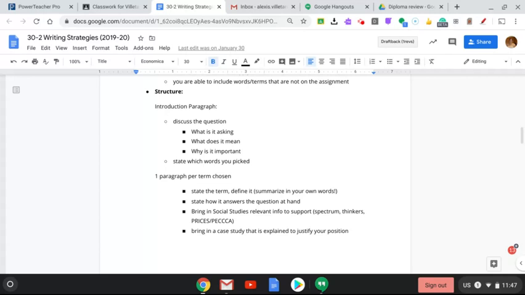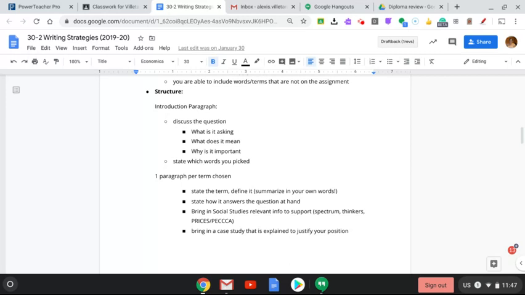Now, the reason you want to pick 2 or 3 terms rather than just one is that if you pick one term and it's an incorrect term, you automatically get 0 on the whole thing. So you don't want to have that. If you pick 2 or 3 terms, then you can have 2 good terms and 1 wrong term, and you can still get a decent mark.